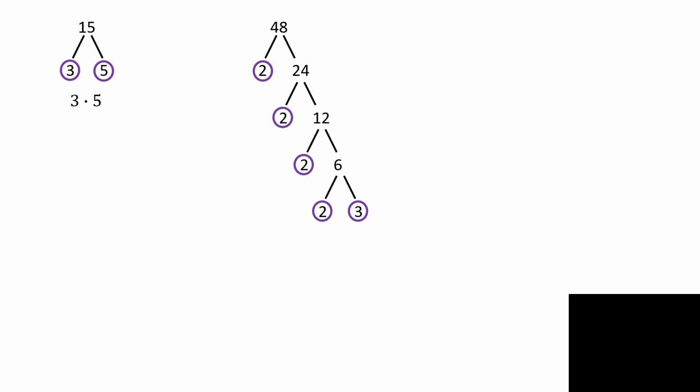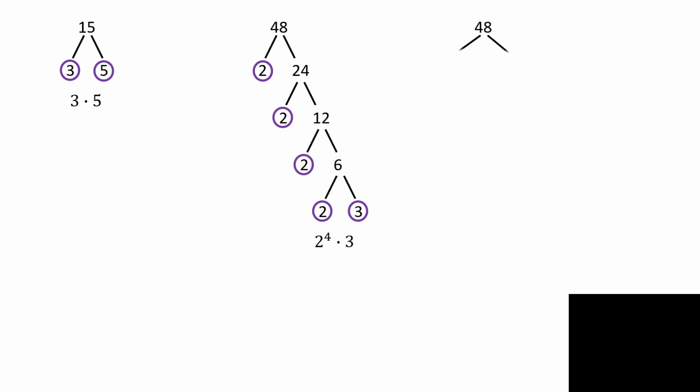Now, the smallest number I circled was a 2, and I circled 4 of them. Right? Then I also circled a 3. So I have 2 to the 4th power times 3. Now, again, keep watching because I'm going to show this one again with a very different tree.